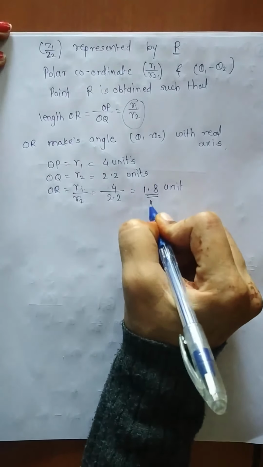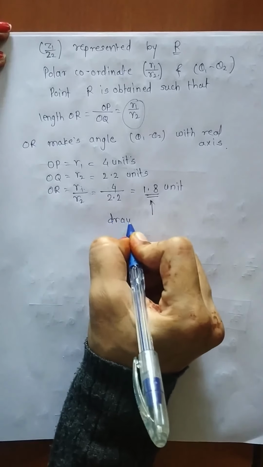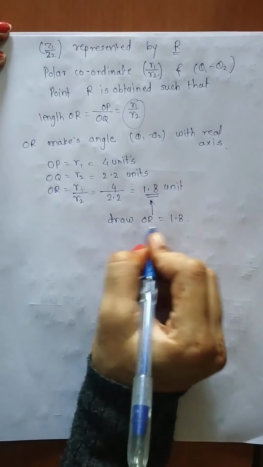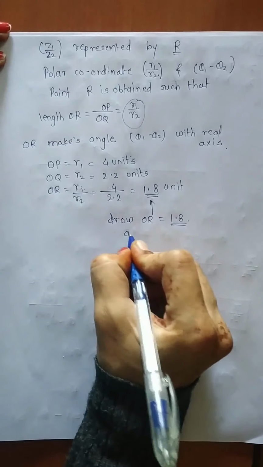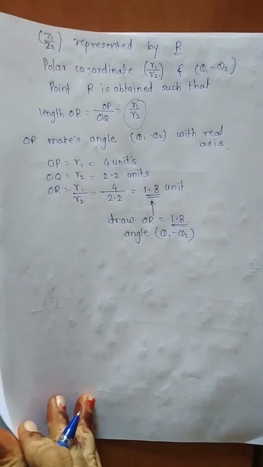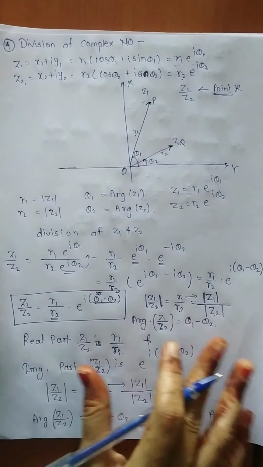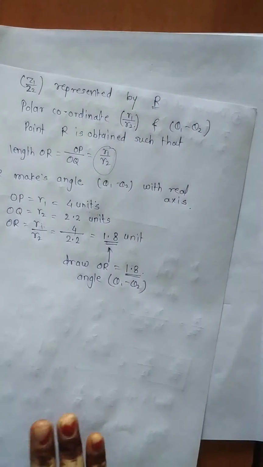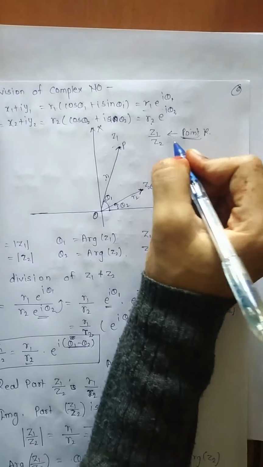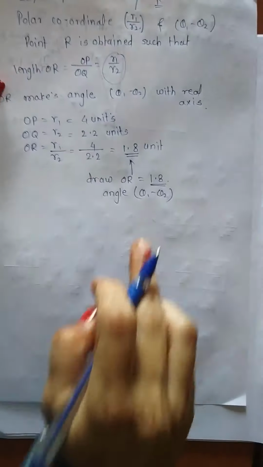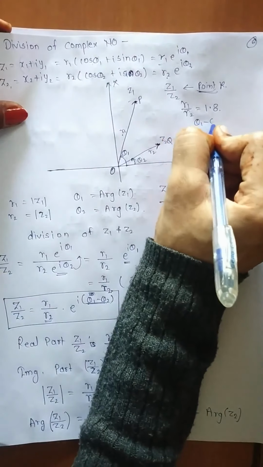This means what? You have to draw OR which will have length 1.8, and it will make angle theta 1 minus theta 2. Okay, so let me show it over here in this figure. Now what you have to do. Let me write values. So magnitude R1 upon R2, you have to take 1.8, and this will make angle theta 1 minus theta 2. So angle will be theta 1 minus theta 2.